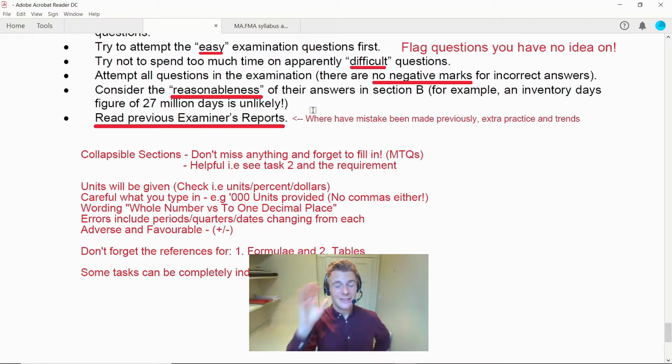Key thing on here is, if you really don't know the actual question answer, you can flag it on the system, and I'd be only using that flagging function if it's a case of I've no idea. It's not worth my time now. I'm going to get on with the questions that I do know, the easy ones they've said on here, and not to spend too much time on the difficult ones.